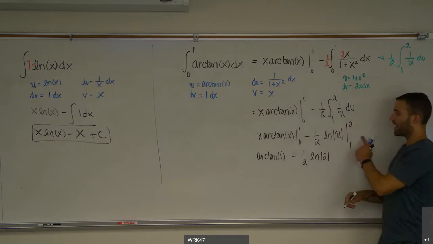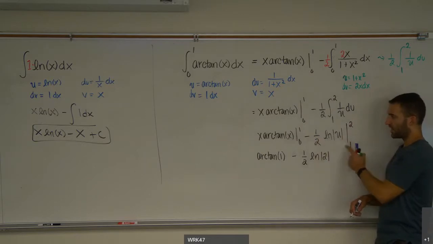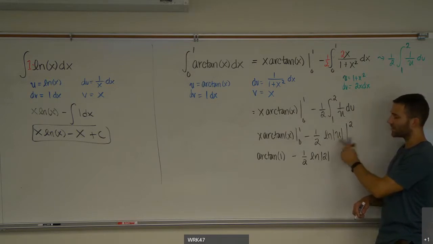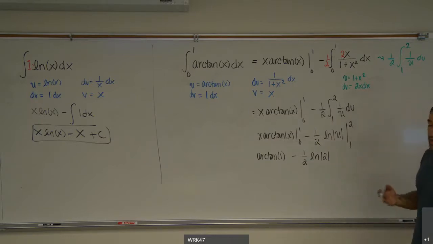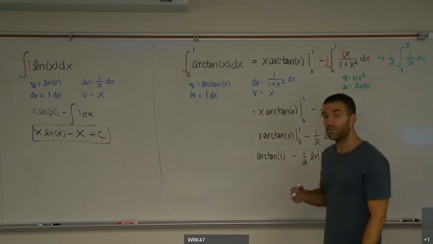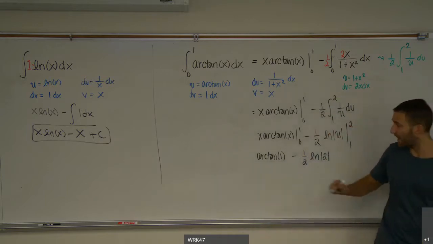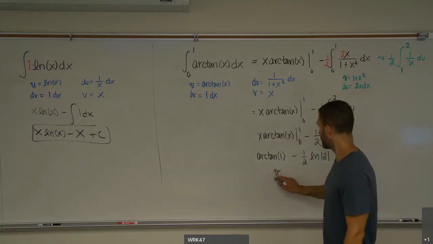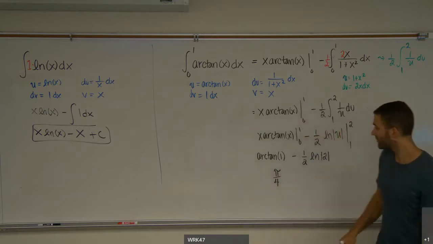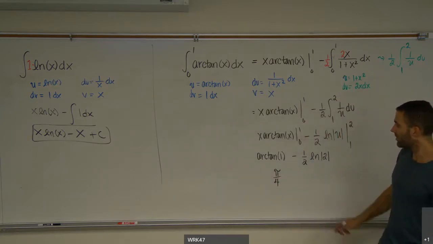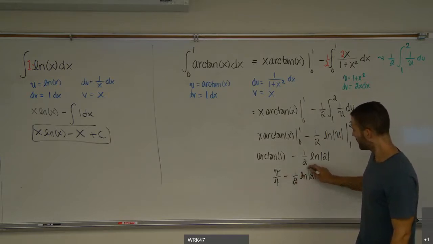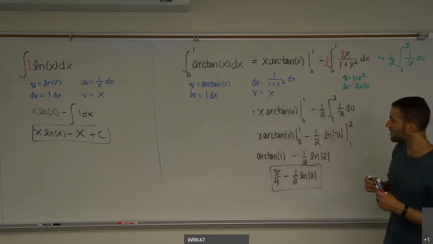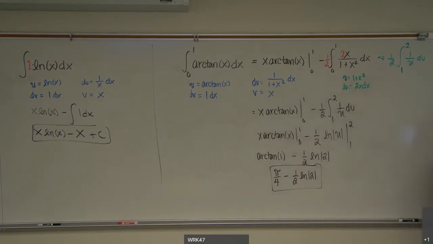And then, of course, we would have to subtract 1/2 ln of 1 again. But when we plug in 1, ln of 1 is 0. So actually, we don't care about the second term, and that's the only term that's going to be left. If you're really good with inverse trig, you know arctangent of 1 is the angle for which tangent is 1, which is pi over 4, 45 degrees. So arctangent of 1 is pi over 4, and then we have minus 1/2 ln of 2. So this number is the evaluation of the integral of arctangent of x from 0 to 1.